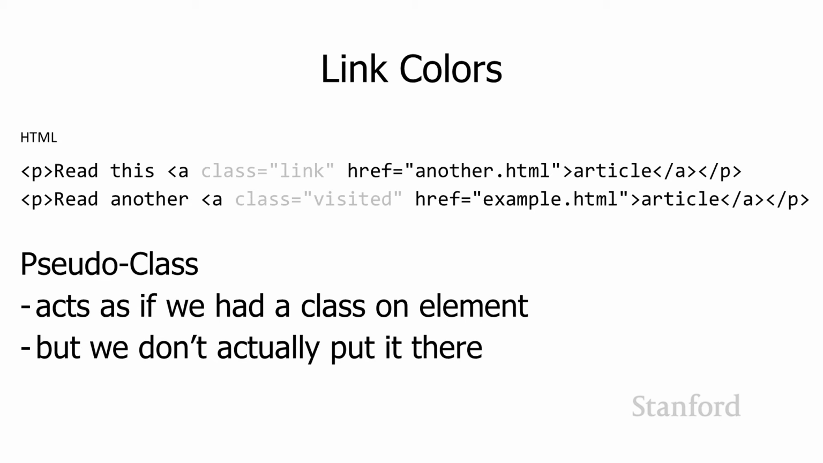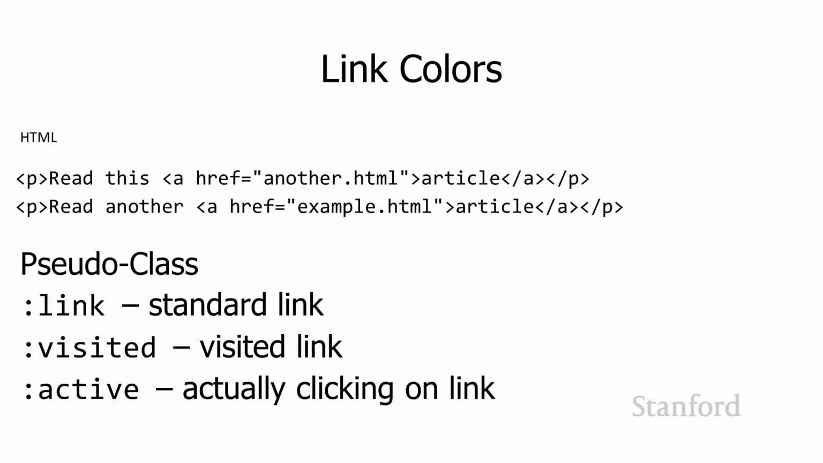This one you haven't visited, so I'm going to act as if this is class equals link instead of class equals visited, even though, again, none of those are actually present. It's as if there was a class on it, but the class is not actually on the elements. It's something that the web browser is dynamically working out on its own. And we're going to distinguish between real classes and pseudo classes because the pseudo classes are going to have colons in front of them instead of dots in our style sheet.